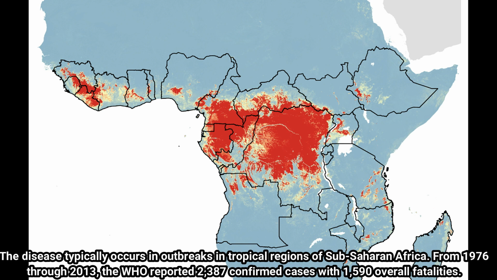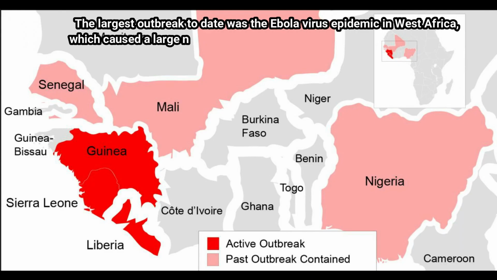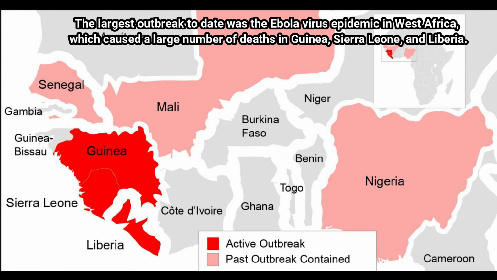From 1976 through 2013, the WHO reported 2,387 confirmed cases with 1,590 overall fatalities. The largest outbreak to date was the Ebola virus epidemic in West Africa, which caused a large number of deaths in Guinea, Sierra Leone, and Liberia.